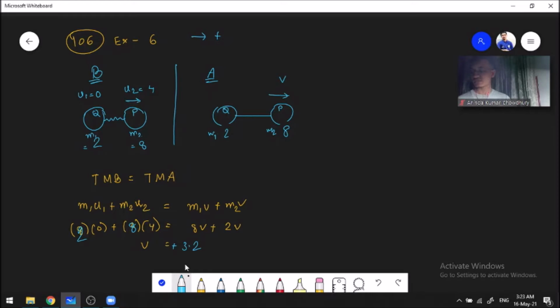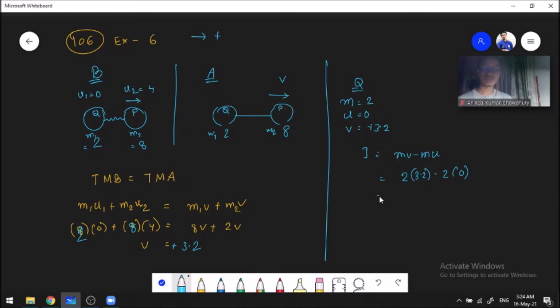And now the magnitude of the impulse transmitted through the string when it goes taut. So impulse is equal to mv minus mu. You have to consider any one particle here, either particle Q or particle P. So let me consider particle Q. For particle Q, the mass is 2, its initial velocity was 0, its final velocity was v, which is positive 3.2. So our m is 2, our v is 3.2, minus our m is 2, our u was 0. So 6.4. This should be our impulse.